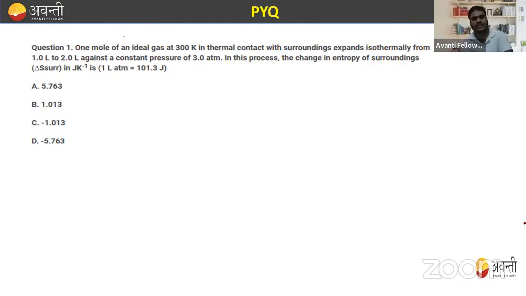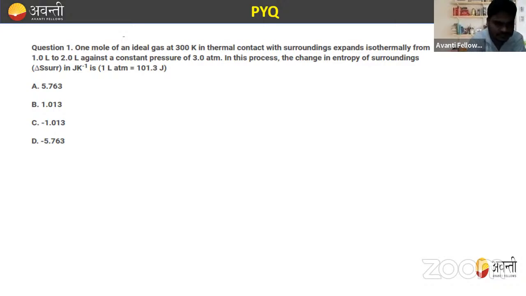In the first question, they are asking: 1 mole of an ideal gas at 300 Kelvin in thermal contact with the surroundings expands isothermally from 1 liter to 2 liter against a constant external pressure of 3 atm. In this process, the change in entropy of the surroundings is. So you have to calculate the change in the entropy for the case of the reversible isothermal process, right? So you have to calculate for this.